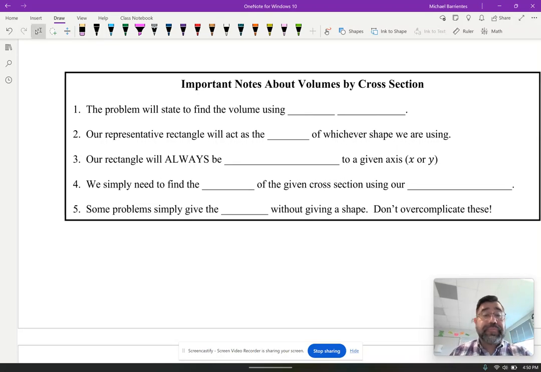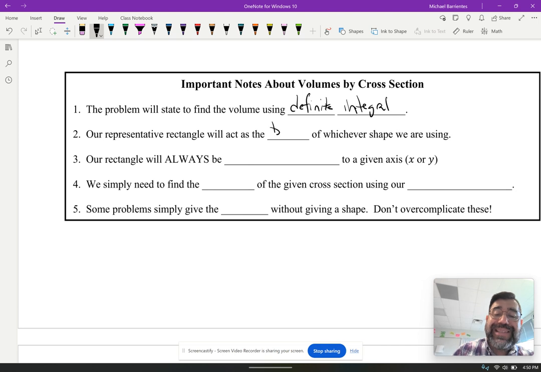So a couple of things. Whenever you read an AP problem that has to do with a volume by cross-section, they're going to tell you to find the volume using a definite integral. So we're going to practice setting up definite integrals to do that. Our representative rectangle will act as the base of whatever shape that we're using, right? Because if you think of standing up a slice, the slice has to have a little bit of width, right? So that base is going to be where I'm going to put the slice or cross section.